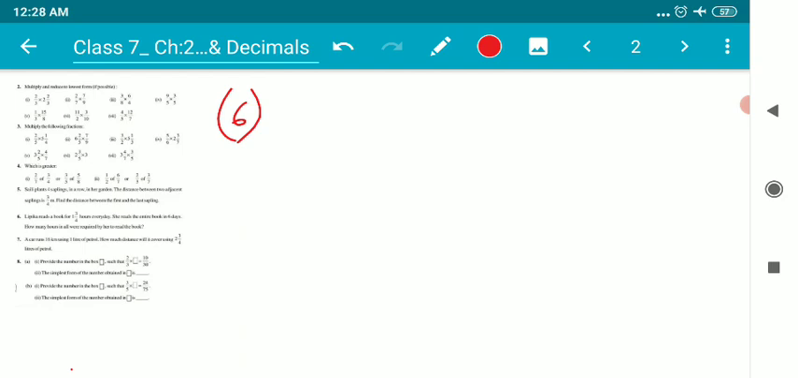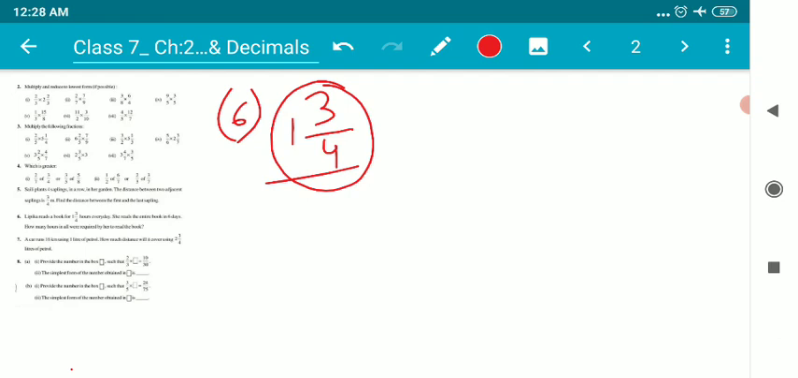Lipika reads a book for 1 3/4 hours every day, and she reads the entire book in 6 days. Every day, one day, 1 3/4 hours. How many hours in all were required by her to read the book?